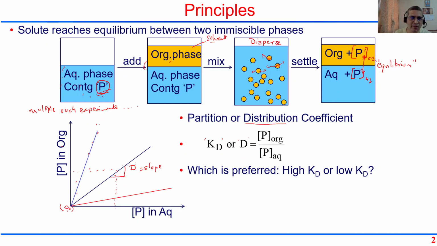Now if you want to extract P from the aqueous phase, would you prefer a high KD or a low KD? Would you prefer a high KD or a low KD? Any thoughts? High KD, yeah. Right. You want a high KD because you want more of the P to come into the organic phase, and therefore you would prefer a KD or a D which is as high as possible.